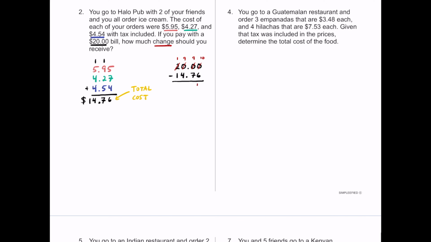That becomes a 10, we have to borrow again, and this is going to end up being an actual 10. 10 minus 6 is going to be 4. 9 minus 7 is 2. The decimal is going to come straight on down. 9 minus 4 is going to be 5. And 1 minus 1 is going to be 0. So the change they're going to get from the cashier is going to be $5.24. So I think this would be our final answer.